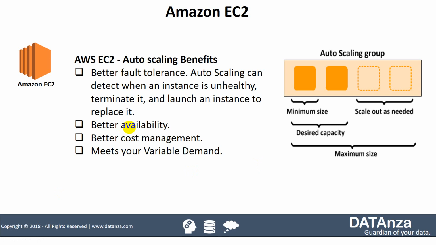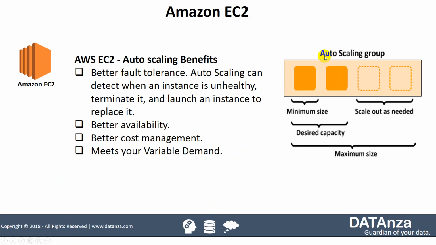Of course, better cost management. You won't be paying for those additional instances throughout the month. You would be paying for the EC2 compute capacity only when it is required. And of course it meets your variable demand, like in certain periods you want 10, certain periods you want 15, certain periods you want 20. So certainly we can go ahead.